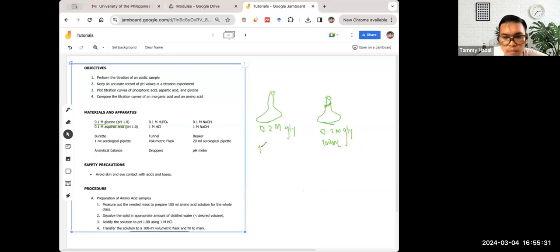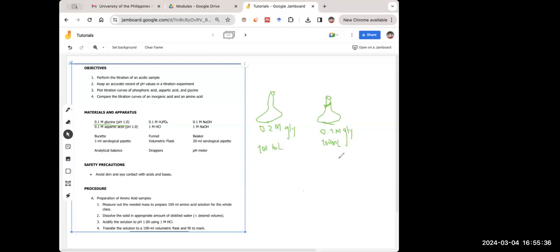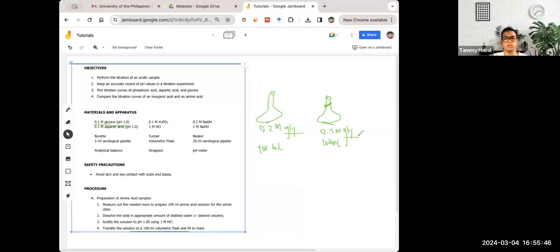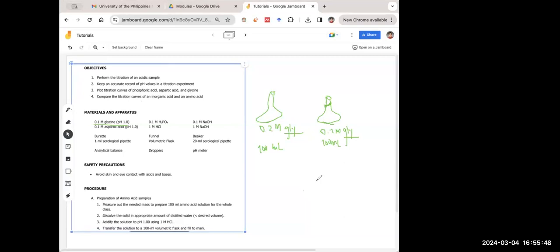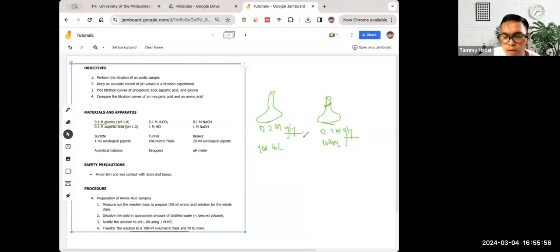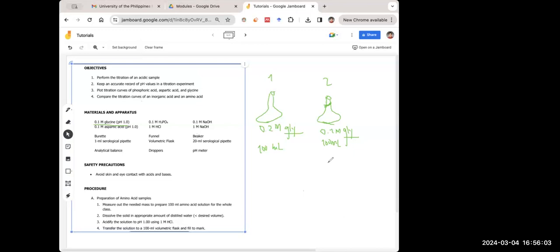Are they the same? No. Why? Because the amount of grams per liter is different. This is the amount of glycine. The amount of glycine is different, so of course that affects how much is in 100 milliliters. Which of the following flasks, one or two, has a greater glycine content? One. Correct. Okay, you get it.